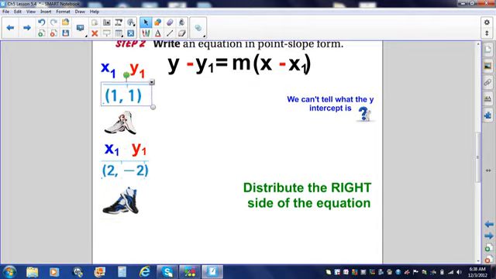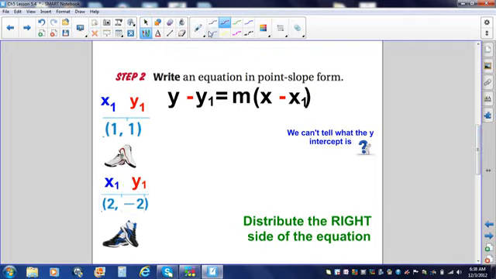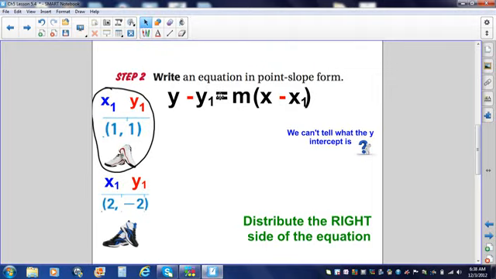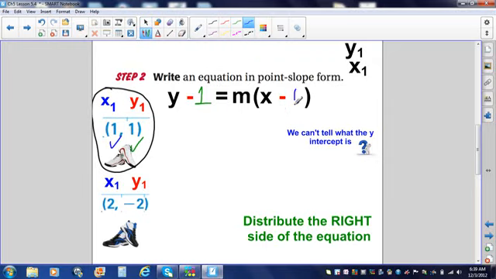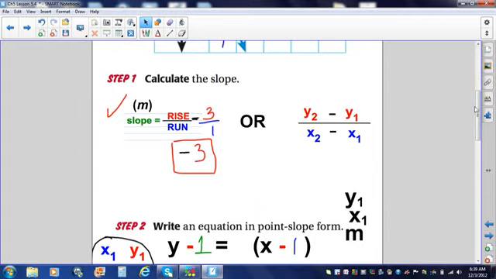You can use the ordered pair (1, 1), or you can use the ordered pair (2, -2), it doesn't matter. So I'm going to use this ordered pair to put on these shoes. I'm going to take out y1 and put in 1. I'm going to take out x1, and I'm going to put in 1. I'm going to take out m, and we said earlier that our slope was -3.